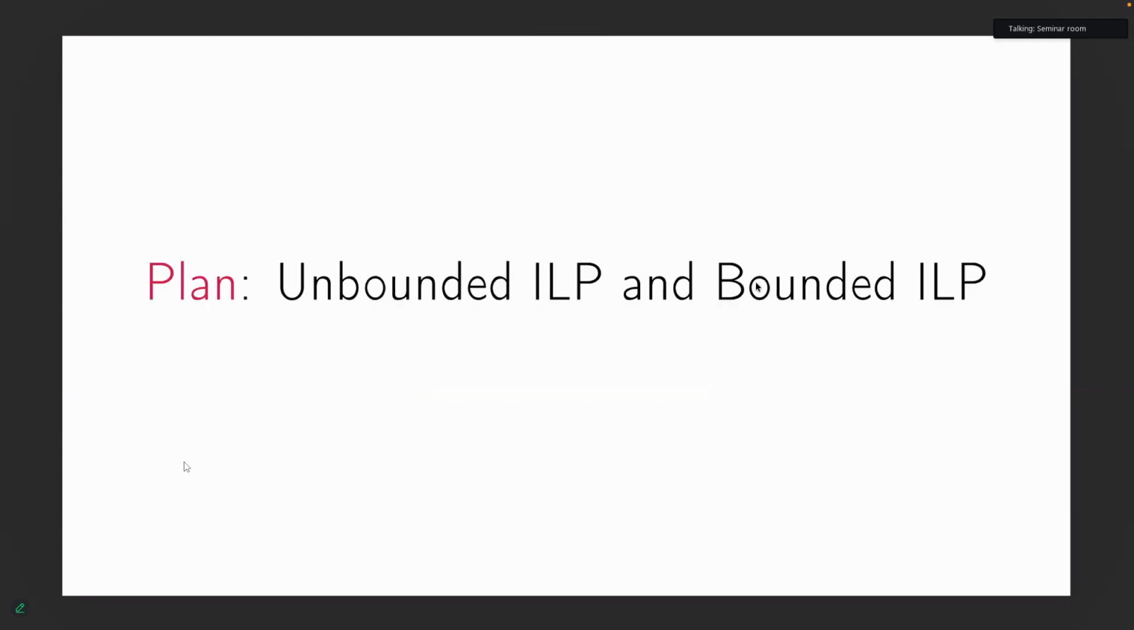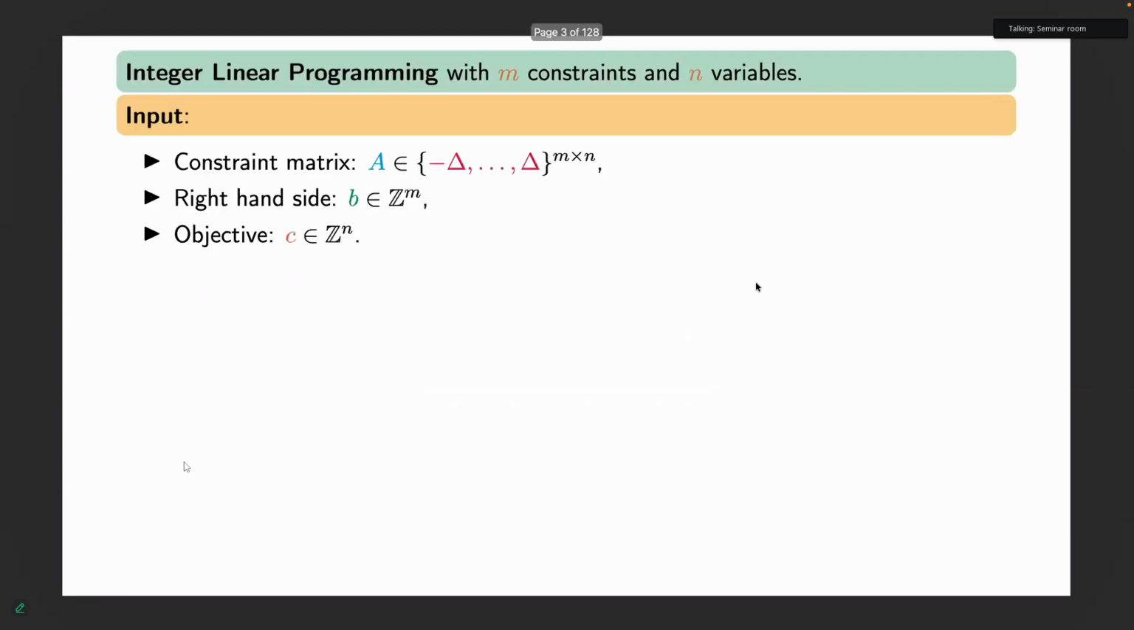So this is based on two papers, and I will tell you first about unbounded ILPs, and then I will tell you about bounded ILPs. So what is an ILP?